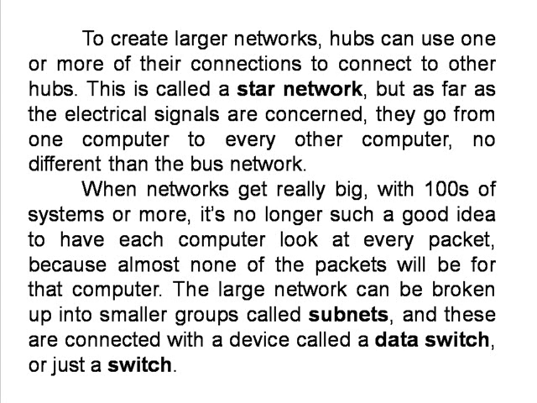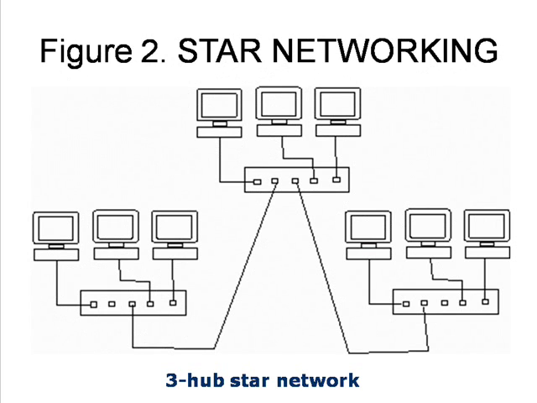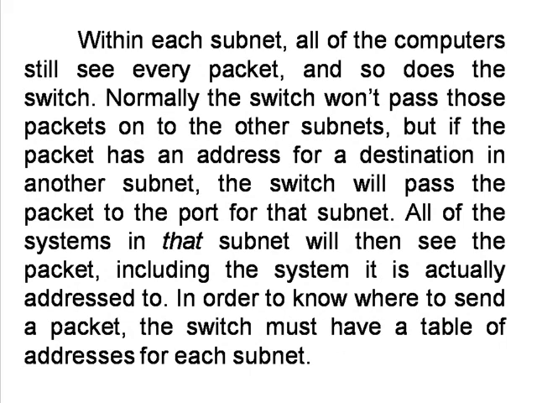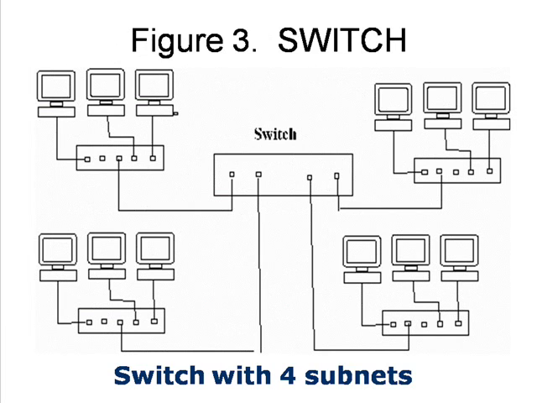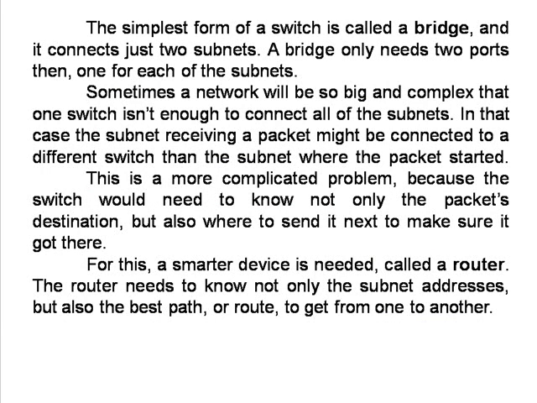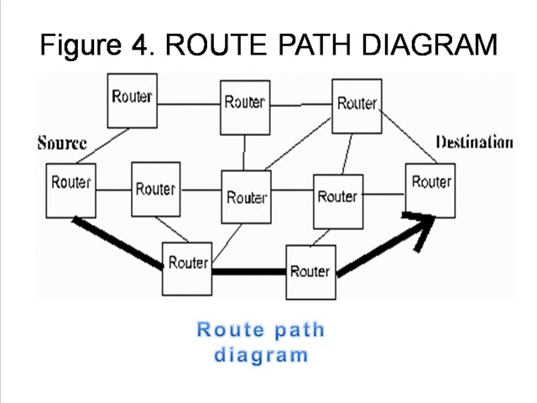To create larger networks, within each subnet, all of the computers still see every packet, and so does the switch. Normally, the switch won't pass those packets on to the other subnets. The simplest form of a switch is called a bridge, and it connects just 2 subnets. A bridge only needs 2 ports, one for each of the subnets.